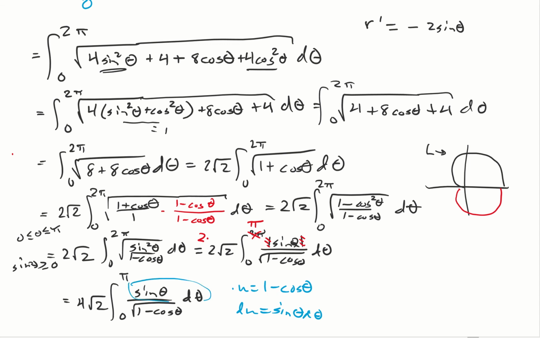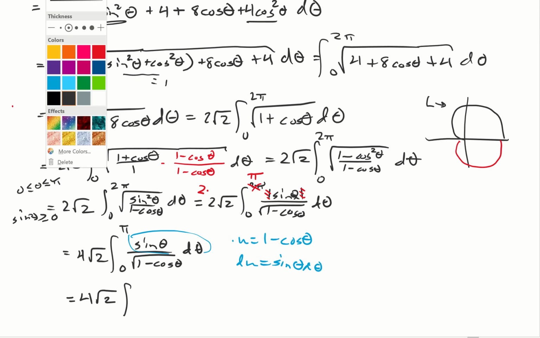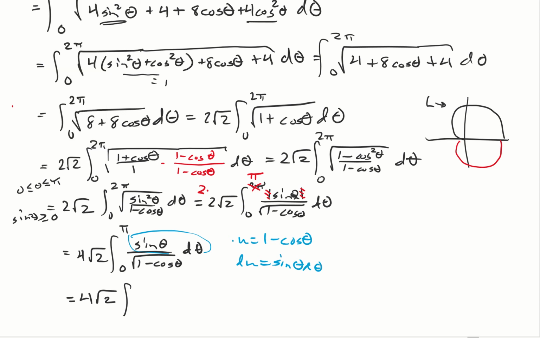Cool problem, I think. So we've got 4 radical 2. Do you dare to switch the limits? Let's do it. These are theta limits. If I plug in 0, I get 1 minus 1, which is 0. If I plug in pi, I get 1 minus negative 1, which is 2. And then I have 1 over radical u du.